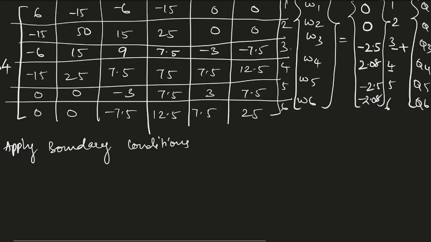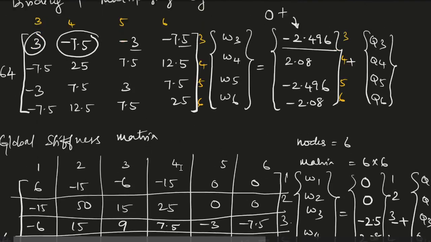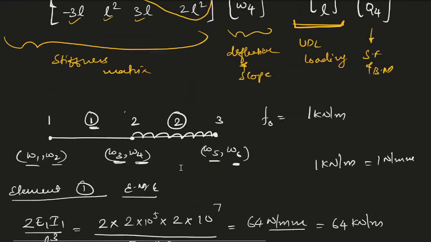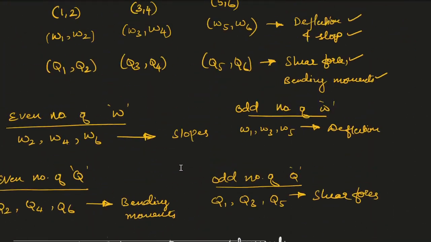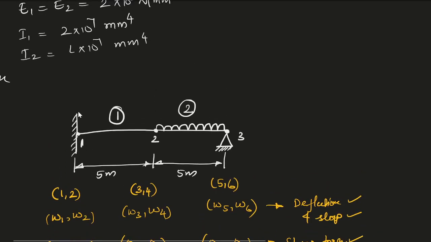So for the boundary condition, again we have to go to the figure diagram they have given. In this figure, the first node is fixed. That means w1, w2 will become 0. Why? It is fixed, there is no movement, there will be no deflection or slope.